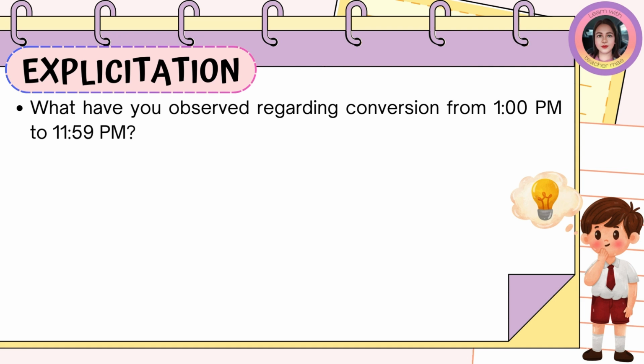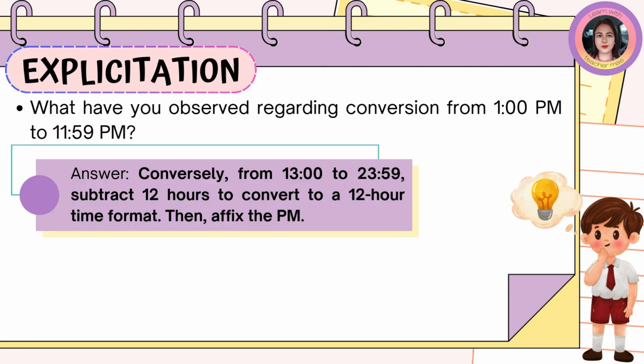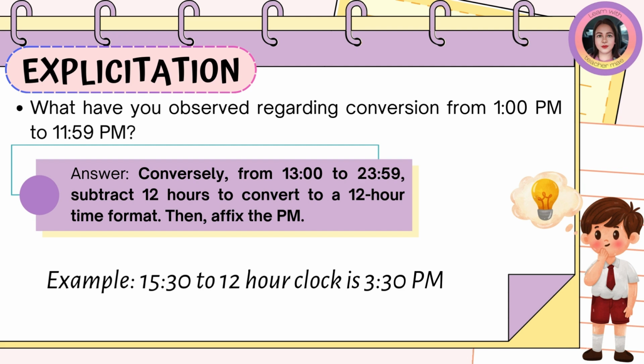What have you observed regarding conversion from 1 o'clock p.m. to 11:59 p.m.? Conversely, from 1300s to 2359, subtract 12 hours to convert to a 12-hour time format. Then, affix the p.m. For example, 15:30 to 12-hour clock is 3:30 p.m.